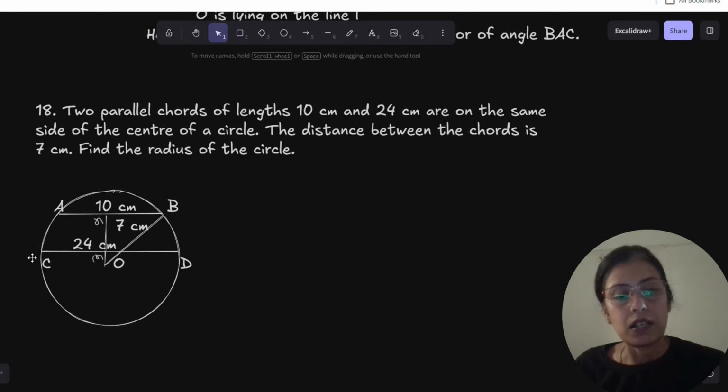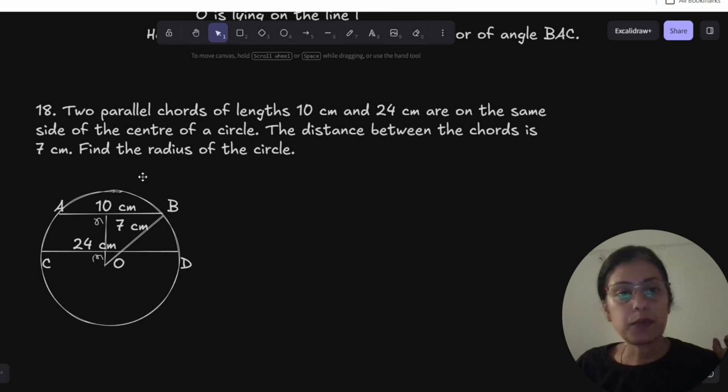So 24 centimeter is greater than 10 centimeter. The longer chords are at a lesser distance from the center. This is also something we learned from one of the theorems, right? The shorter the chord, the greater the distance. The diameter is the longest chord, so it is at zero distance from the center. So 24 is bigger, so it will be closer to the center. That is how I have drawn CD. They both lie on the same side of the center of the circle. So the center is O, CD is on this side, and AB is also on the same side.